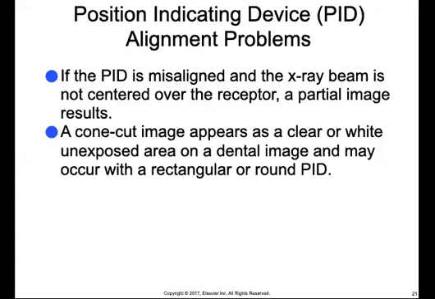PID, or position indicating device, alignment problems are when you have the PID misaligned and the X-ray beam is not centered over the receptor, which creates a partial image. This partial image is known as a cone cut, and it appears as a clear or white unexposed area on a dental image and may occur with a rectangular or a round PID. If you're using a rectangular PID, the cone cut will appear with a linear border. And if a round PID is used, which is what we use in class, the cone cut appears with a curved border.